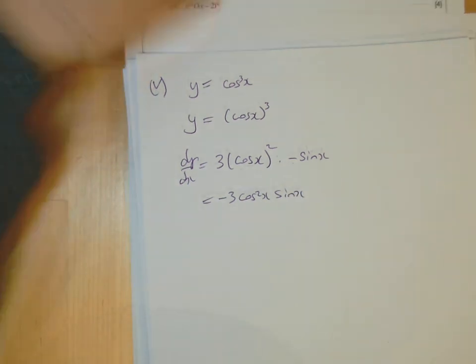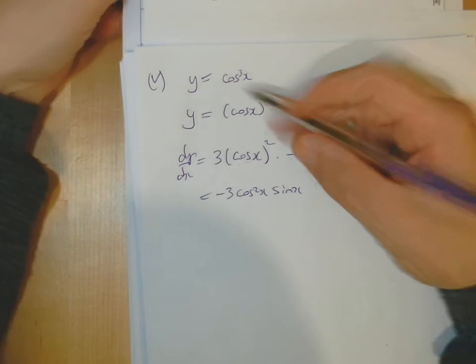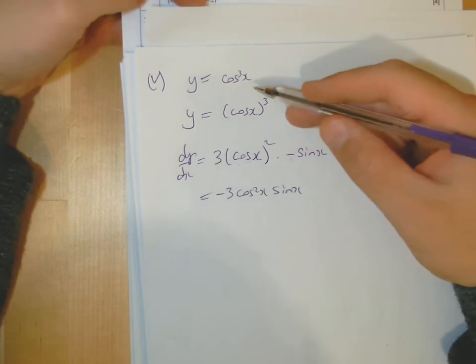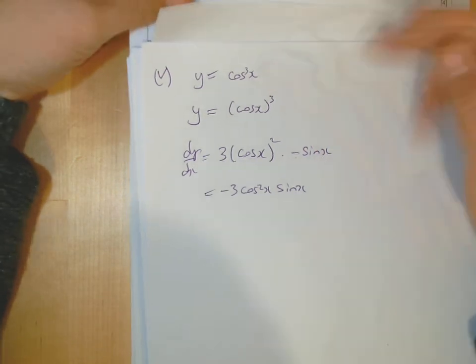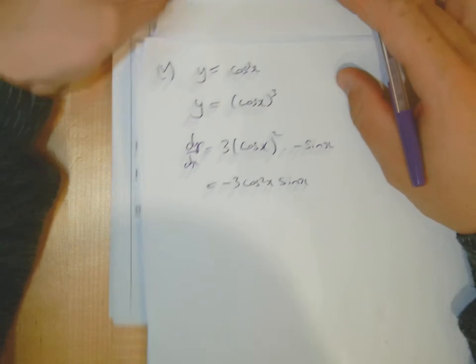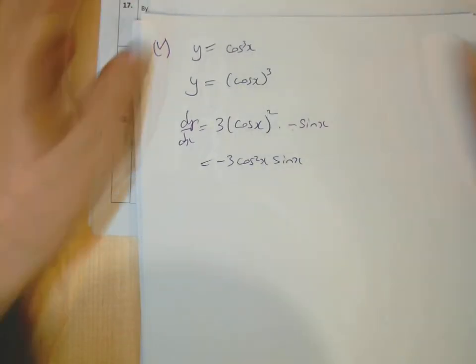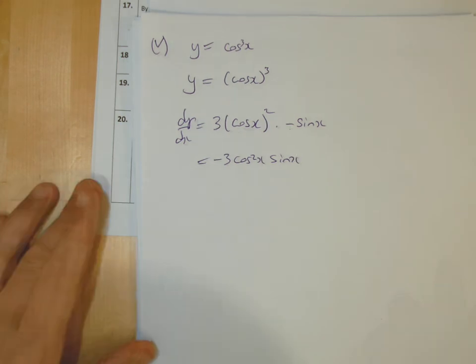It's not difficult. So any question like that, when you've got a cos to the power, or tan to the power, sine to the power, any power, do it like this. Write it as a bracket with the power, differentiate the bracket, times it by the derivative, and you're done.